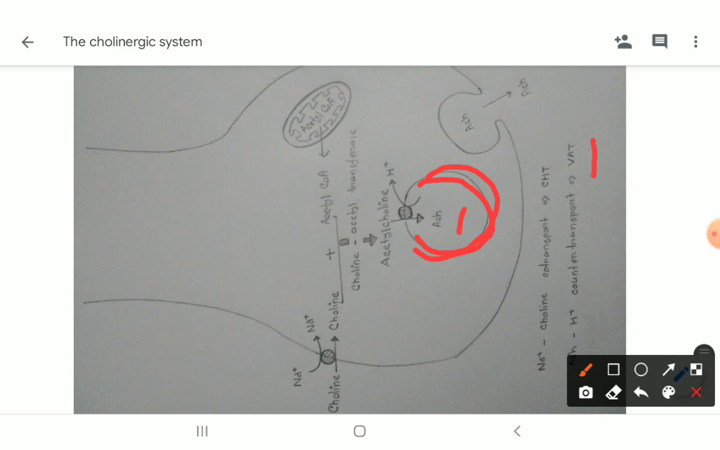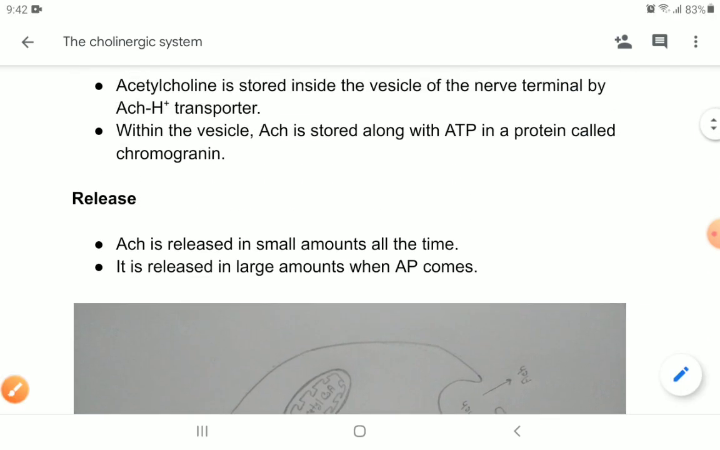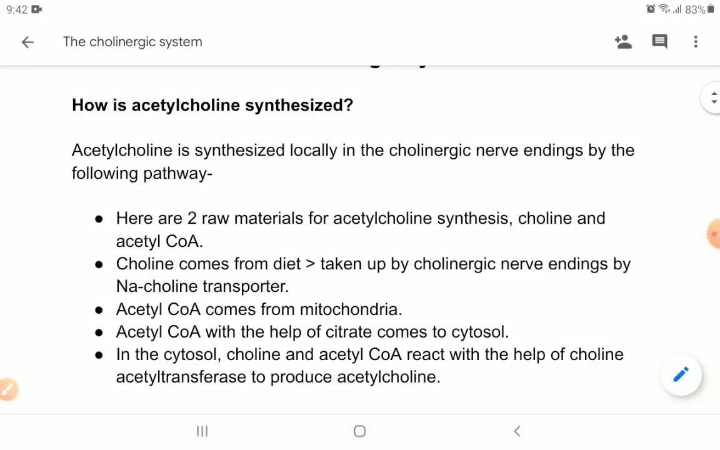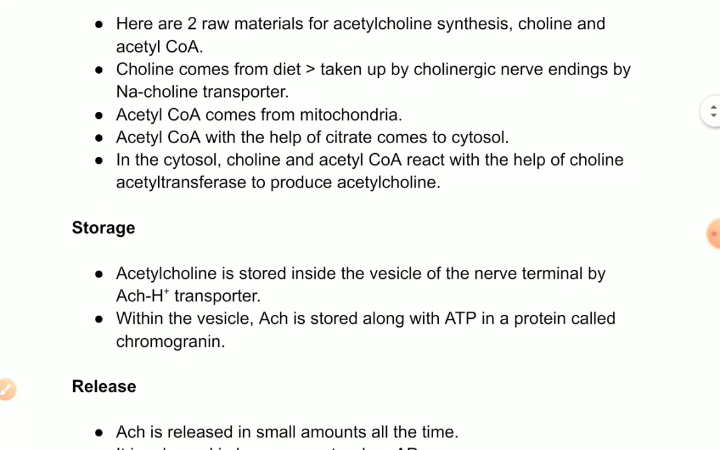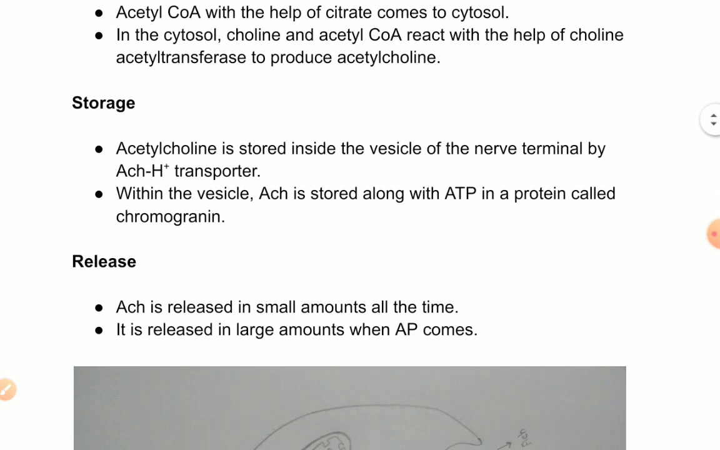After storage, acetylcholine is released whenever an action potential comes through this axonal membrane. Then acetylcholine is released here in the synaptic junction. So this is in short about acetylcholine synthesis. Now you can see the pathway here in plain English. The steps are written here, and then the storage, how acetylcholine is stored, and then release. So you can have a look at these steps if you like.